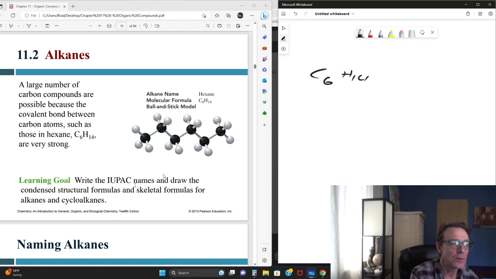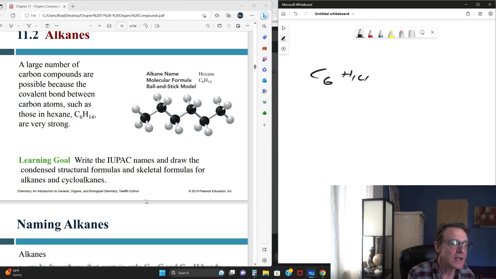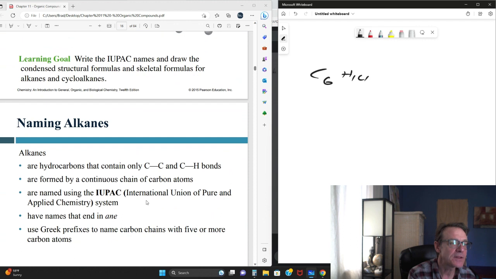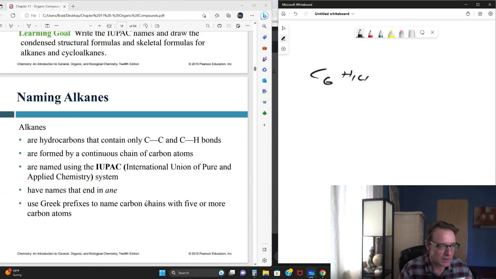Okay, and now we're going to look at the IUPAC, International Union of Pure and Applied Chemistry. We're going to be able to write the IUPAC names and draw the condensed structural formulas and skeletal formulas, which I haven't talked about yet, but skeletal formulas are an even simpler way to represent these molecules for people who have to draw them all day, every day, these huge formulas of drugs and stuff. Yeah, but skeletal formulas and of the alkanes and cycloalkanes is where we're going to start. All right.